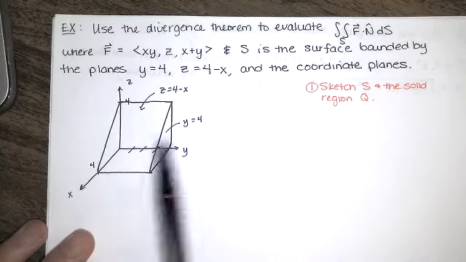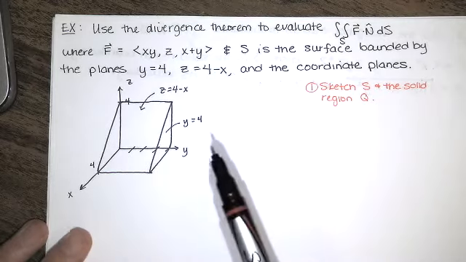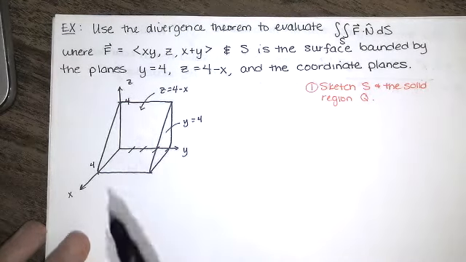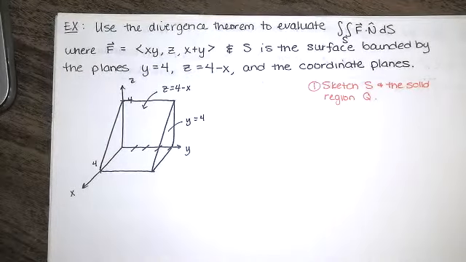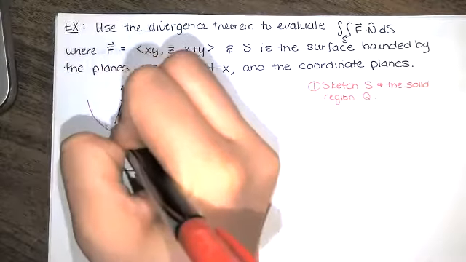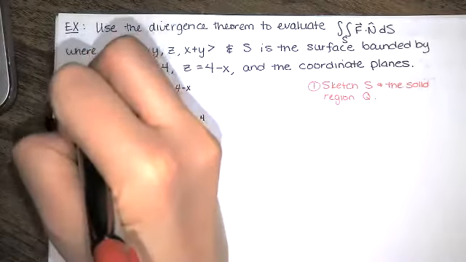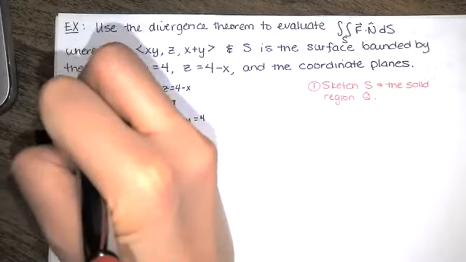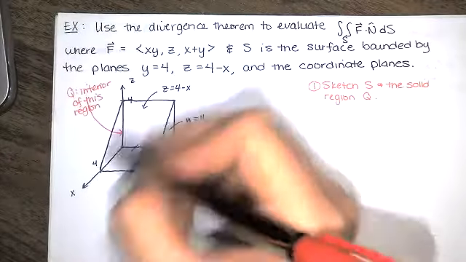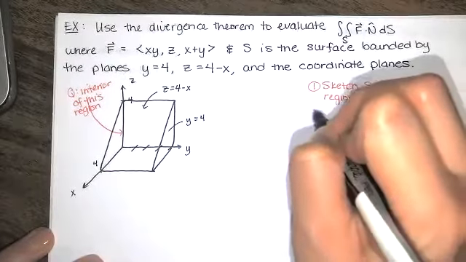Now, rather than doing 5 surface integrals, we can use the divergence theorem and just compute the triple integral of the divergence of this field over Q instead. Where Q is the region inside. So I'll just label that. Q is the interior of this region, and the surface S is on the outside. Now let's check the conditions of the divergence theorem.